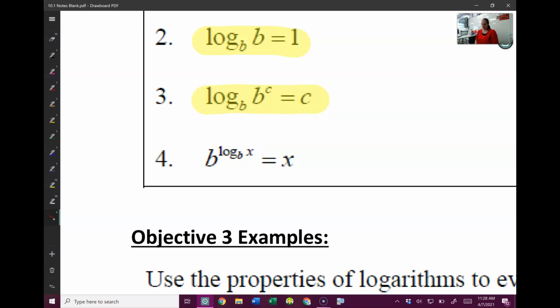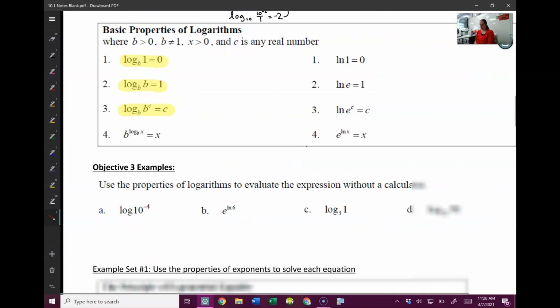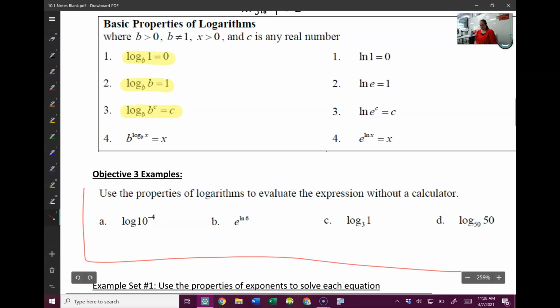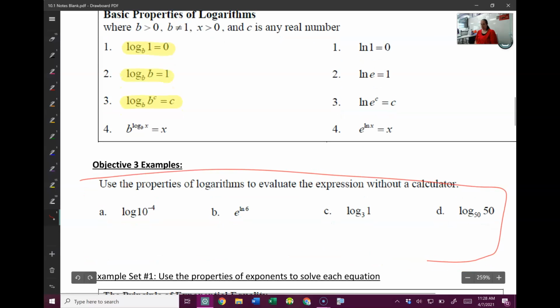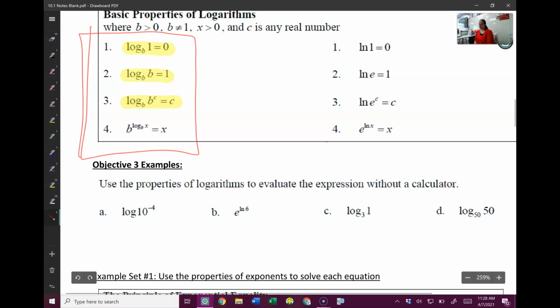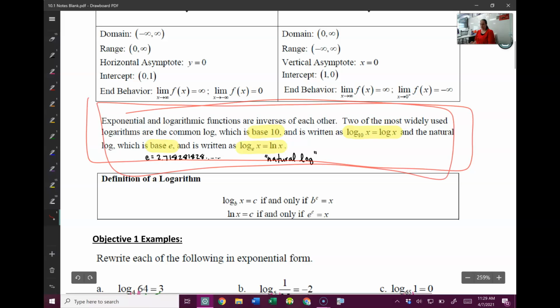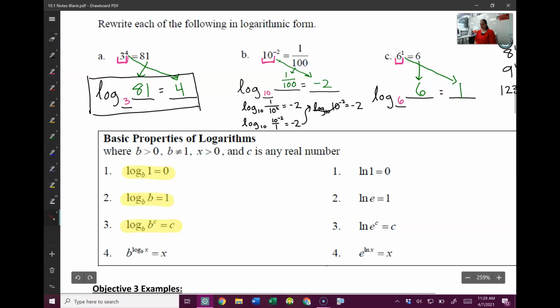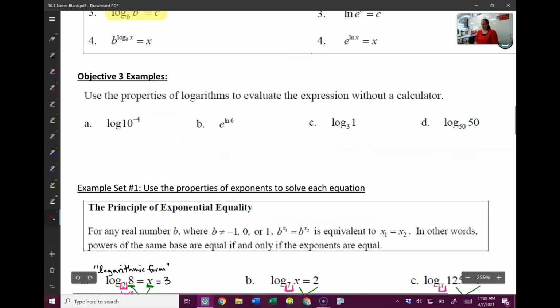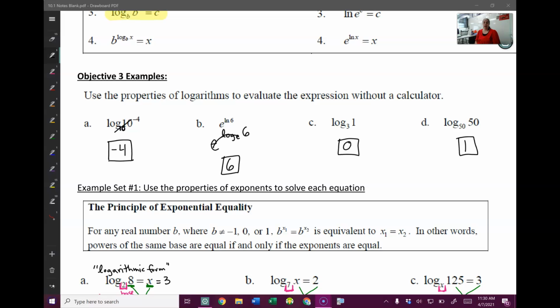So here's what I want you to do now. In this next section, A, B, C, and D, you can solve all of these without a calculator, just using these 4 rules. So I want you to use those 4 rules to try and solve these 4 problems on your own. Pause the video and try that out now. Let's see how you did.